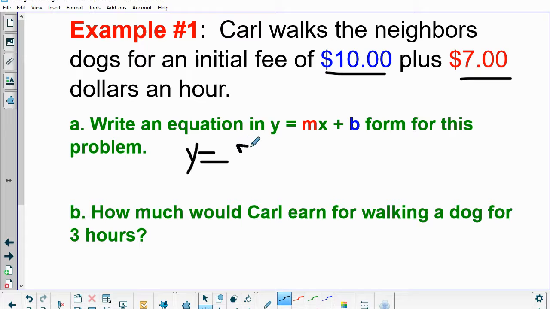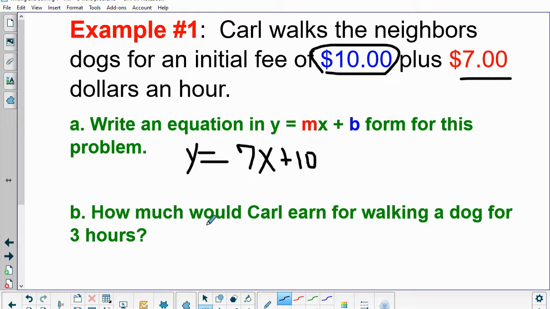So we'll write that 7 in place of slope, 7x, and then the initial fee, that kind of fixed fee that he charges if he's just going to come over there, is $10. So we would do 7x plus 10.